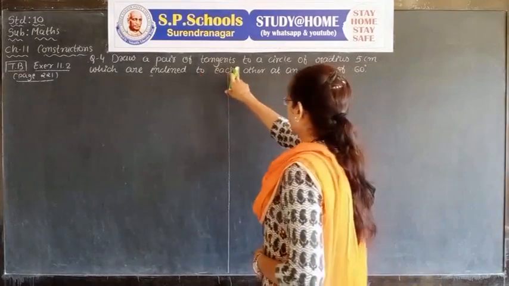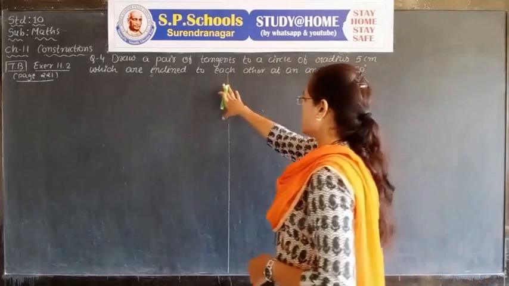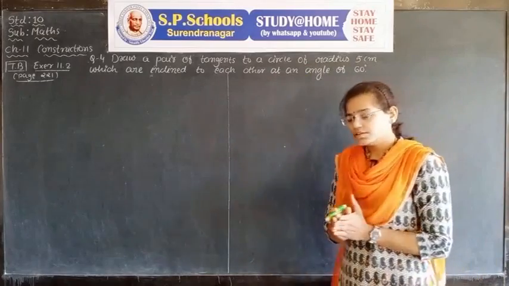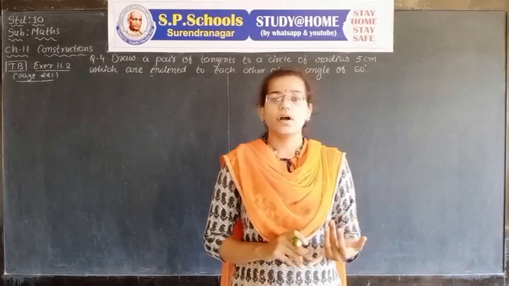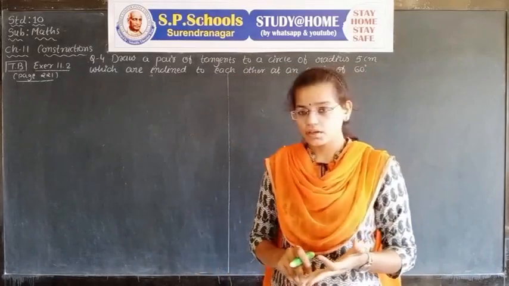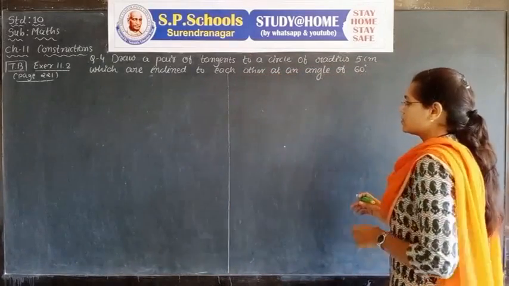Draw a pair of tangents to a circle of radius 5 cm which are inclined to each other at an angle of 60 degrees. As we know, the construction is divided into 4 parts. First is given, second is to construct, third is figure, and fourth is the steps of construction. First of all, we have to write the given. Let's draw first a rough figure.